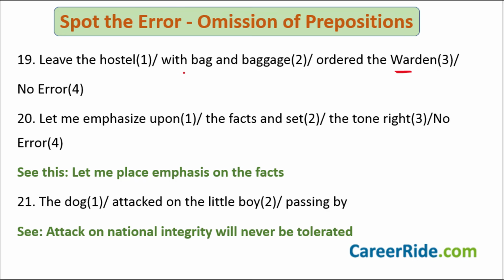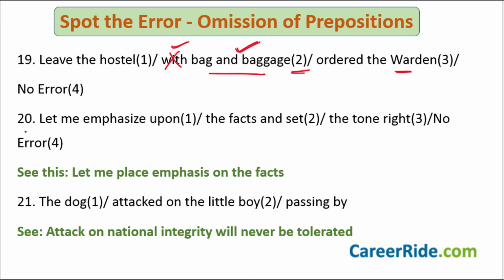So, what's the error here? Leave the hostel, no mistake, with bag and baggage. The mistake actually lies in the second part of the sentence. Can you figure it out now? This "with" should not occur here. Why? Because this bag and baggage is a phrase which is used as it is. You do not require any preposition with it. So this second part of the sentence is actually a mistake. The sentence should simply read, leave the hostel, bag and baggage, ordered the warden.